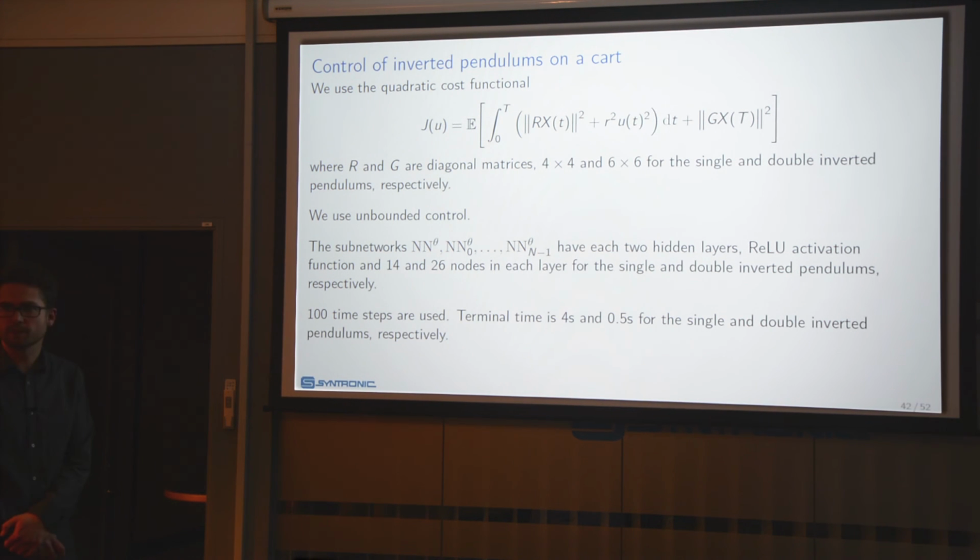And 100 time steps are used. The terminal times are 4 seconds and half a second for the single and double inverted pendulum. We had numerical problems with the double inverted pendulum because it's a discretization and there's noise added to it. It could be that the pendulum would go like that, but due to numerical errors, it goes the other way, and that screws up the numerics and the training.